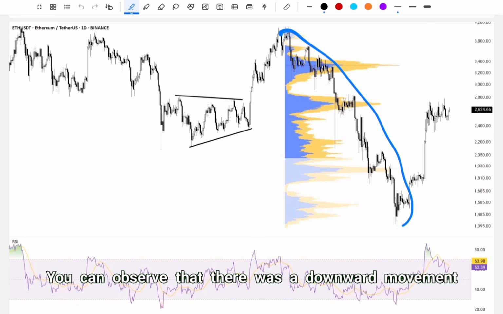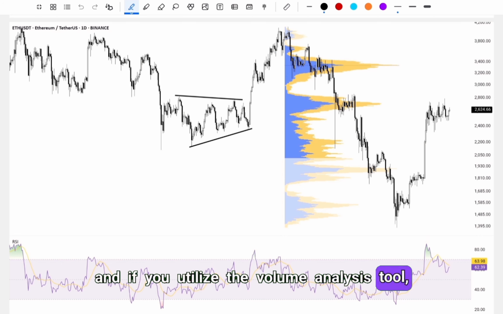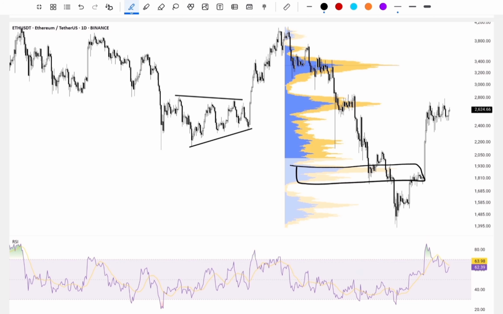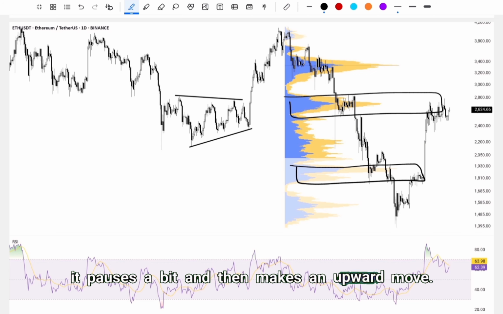You can observe that there was a downward movement here, indicating a bearish trend in Ethereum, and if you utilize the volume analysis tool, you will notice that it is reacting well to high volumes. And whenever the market actually reaches these volumes, it pauses a bit and then makes an upward move.